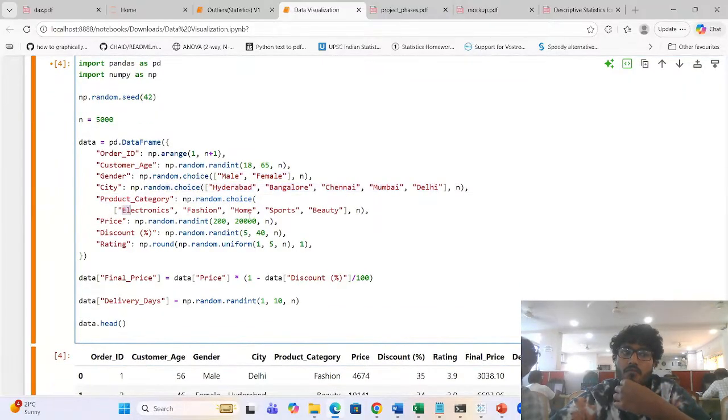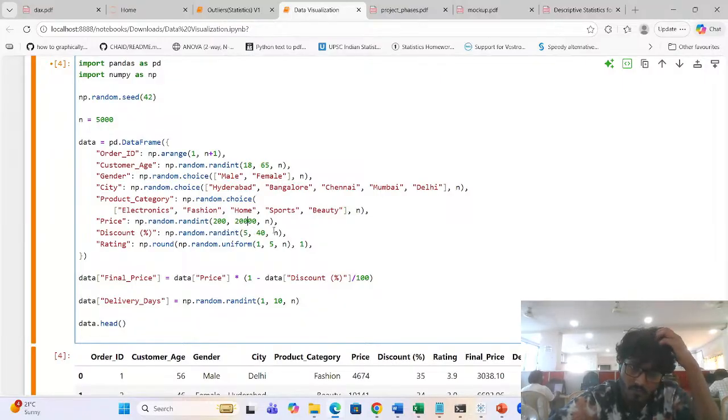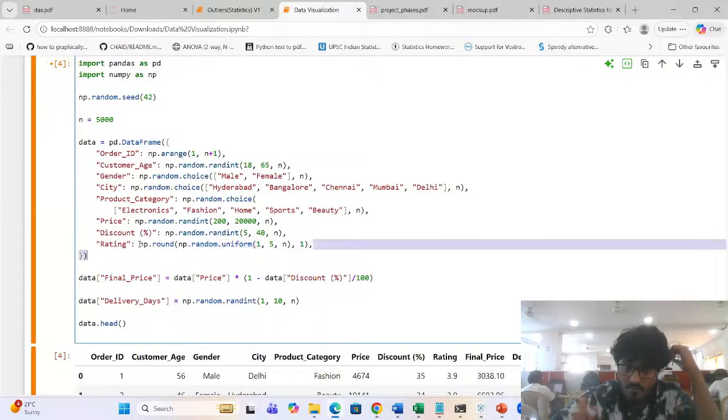Product category, same, select any category out of this. And price, randomly generate the price from 200 to 20,000. How many times? 5000 times. Discount percentage, same, a random integer from 5 to 40%. Rating, see, np.random.uniform means uniform, so it will follow the sequence. Sequentially, I want to generate.